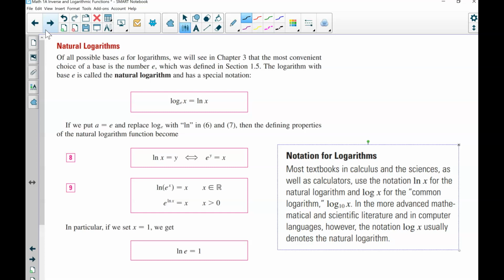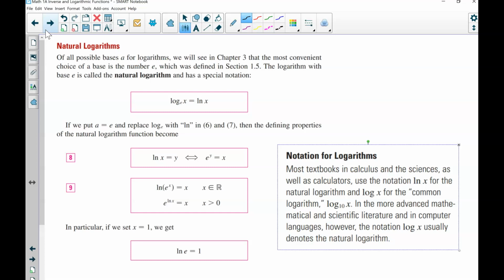Now, of all the possible bases for logarithms, we will see when we get to chapter 3 that the most convenient choice of a base is the number e, which is defined in section 1.5. The logarithm with the base e is called the natural logarithm and has a special notation. The log base e of x is also equal to the natural log of x. If we put a equal to e and replace log base e with natural log, as in theorems 6 and 7, then the defining properties of the natural logarithm function become the following.